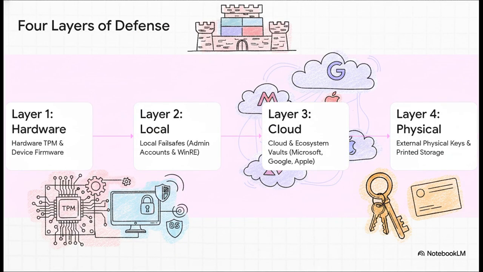Okay, so our fortress has 4 distinct layers. We're going to start at the very bottom at the hardware level with something called the TPM. That's a special security chip on your motherboard. Then we move up to local offline failsafes right there on your operating system. Above that, we've got our cloud vaults. And for the final, absolute, ultimate protection, we have external physical keys.